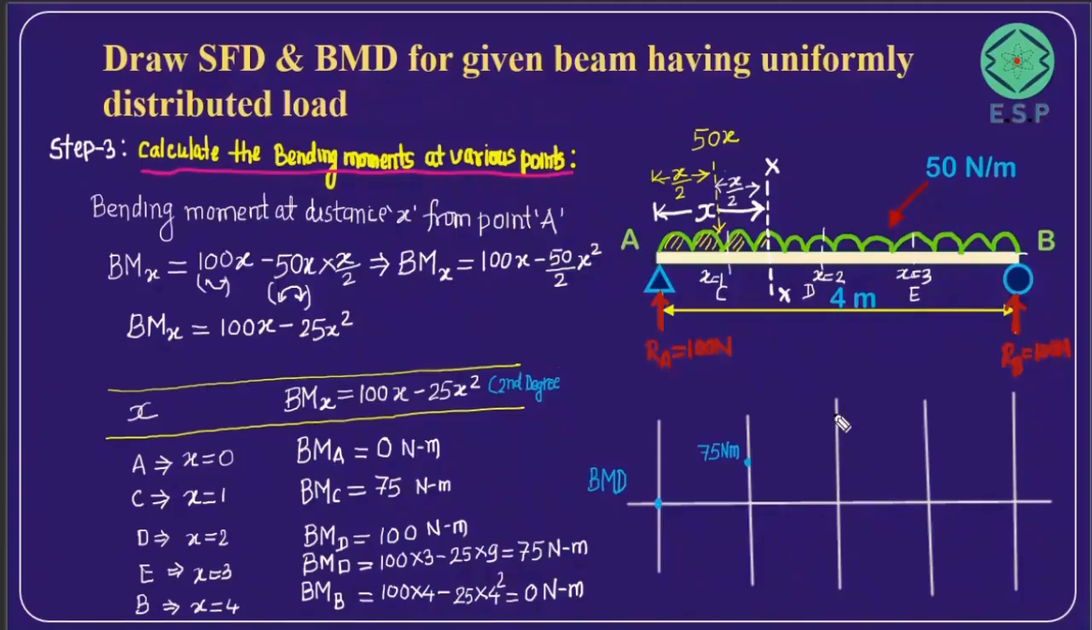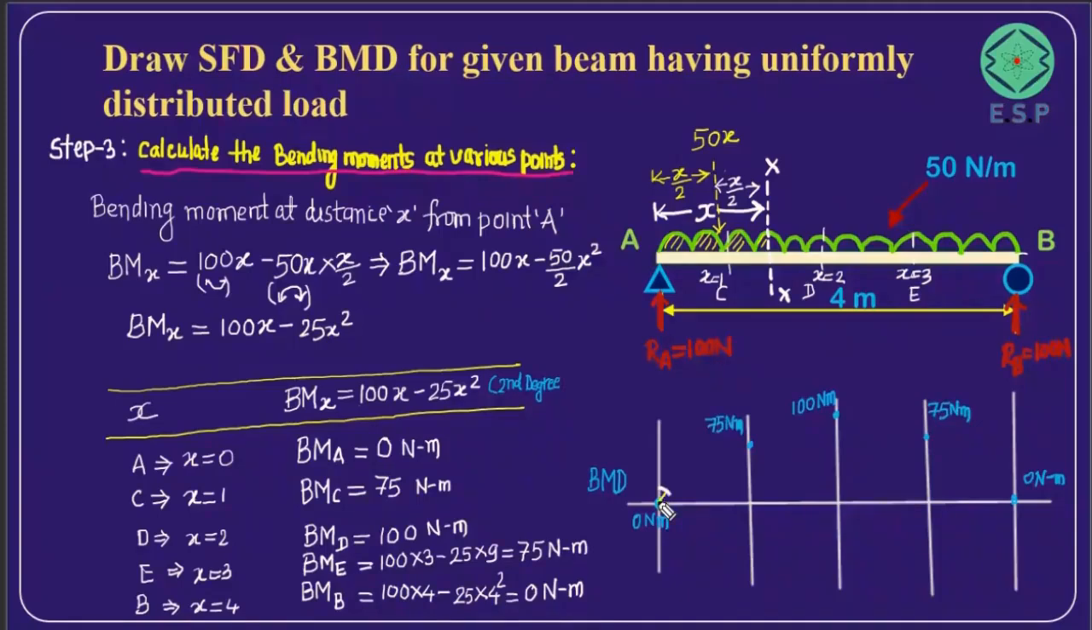Now next, here at point D, the bending moment is 100 Newton meters. Now when you go to point E, this is point E, friends, we got it as 75 again. So we are getting 75 Newton meter here, friends. And again at point B, it is coming as 0 Newton meter. So it is starting from 0 Newton meter at point A, it goes to 75, then to 100, then it is coming back to 75, and then becoming 0.